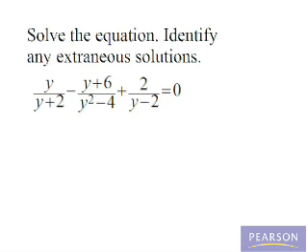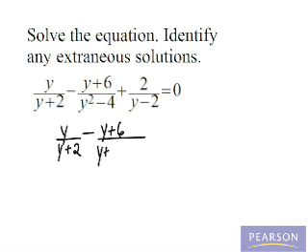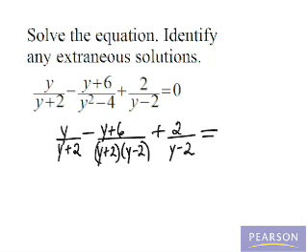Solve the equation, identify any extraneous solutions. First step is we're going to factor the denominators in the equation. So we have y over y plus 2 minus y plus 6 over y squared minus 4, which is a difference of squares, so it's factored as y plus 2 times y minus 2, plus 2 over y minus 2 equals 0.